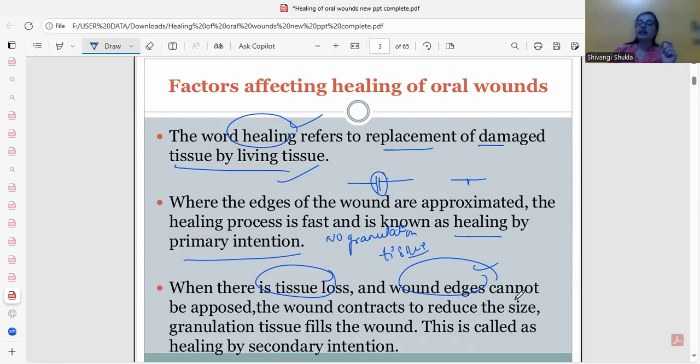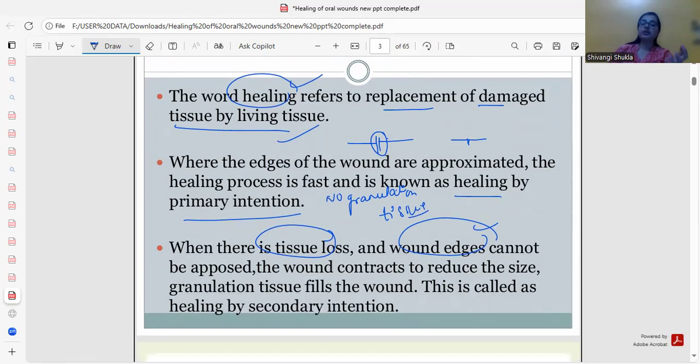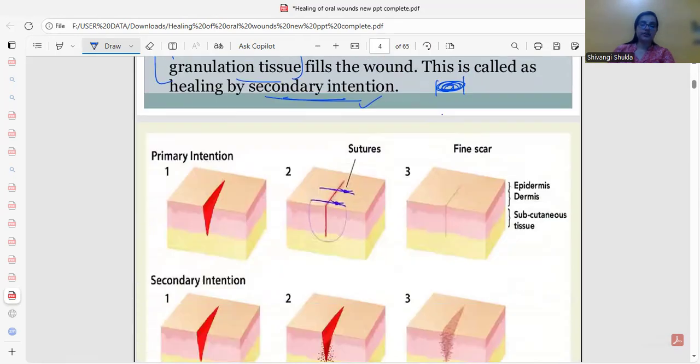लेकिन secondary intention के केस में क्या होता है, wound edges we are approximating it. We will have to make efforts, और the body will make effort, और जब body effort मारती है तो वो granulation tissue form करती है, and that granulation tissue is the additional tissue that will be formed between the two edges of the wound to cause the wound contracture, ताकि wound squeeze out हो जाए. This is called as healing by secondary intention, right?